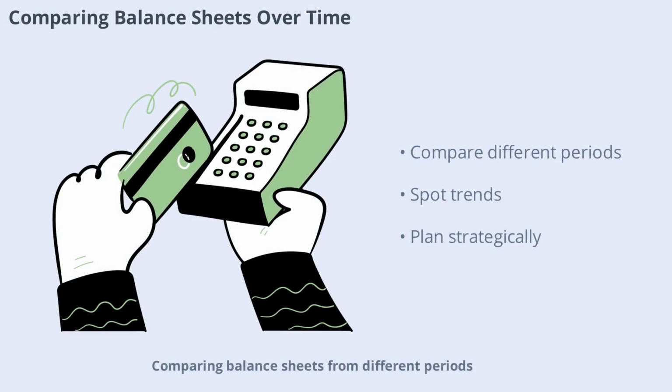Comparing balance sheets from different periods helps you spot trends and measure progress. Look for changes in assets, liabilities, and equity to see how your business is evolving. This comparison is valuable for strategic planning and identifying areas for improvement.